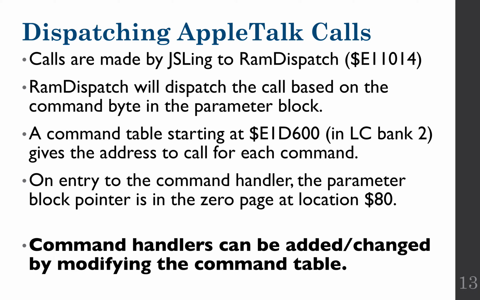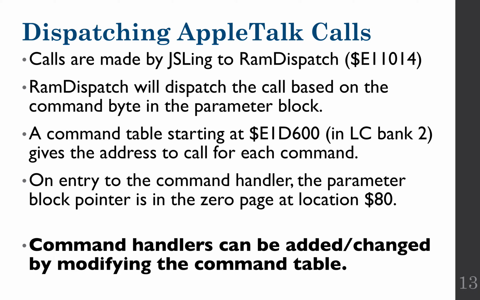So the basic way you make them is that you have a parameter block, and you load the pointer to that into the X and Y registers, and then you JSL to this vector called RAM dispatch. And then RAM dispatch is responsible for looking at the parameter block, and there's a field in there that indicates what call you're actually making. It's a byte that indicates the command. And based on that, it will dispatch it to the appropriate handler for that specific command.